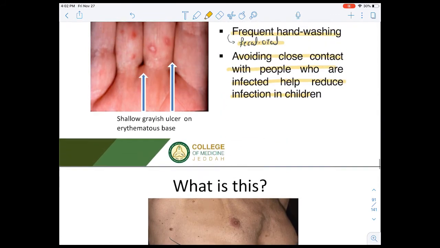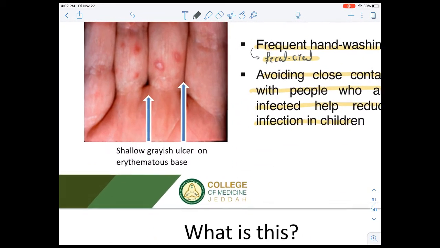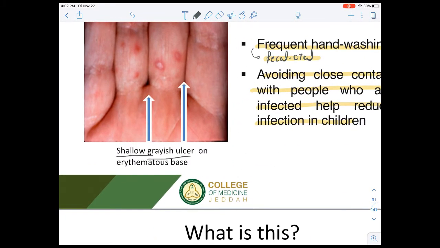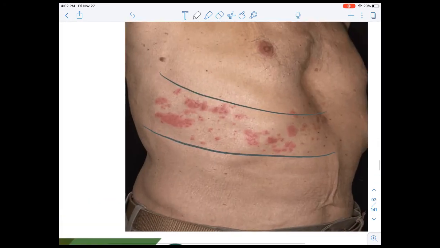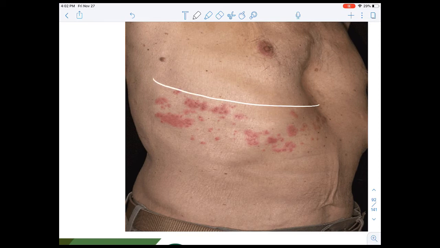And we can see in here that there is this shallow grayish ulcer on the erythematous space. I think this is clearer than the previous image. So we can see the vesicles in here, the grayish, and the erythematous space surrounding it. What is this? I think we have discussed this in one of the PBL sessions, last block. So this is actually shingles. And shingles are actually caused by the VZV virus.